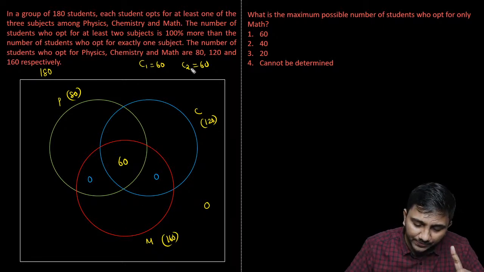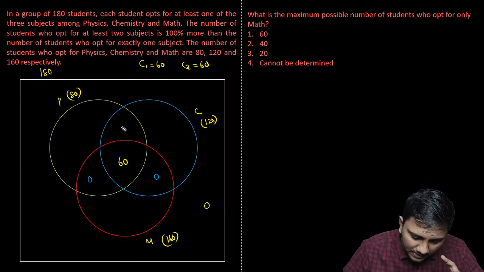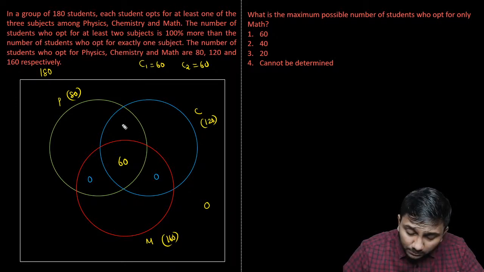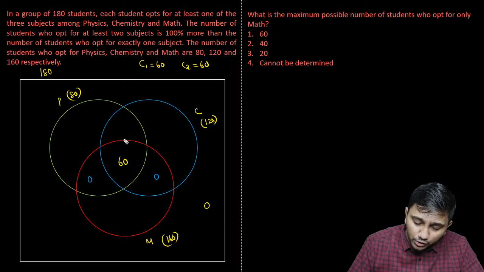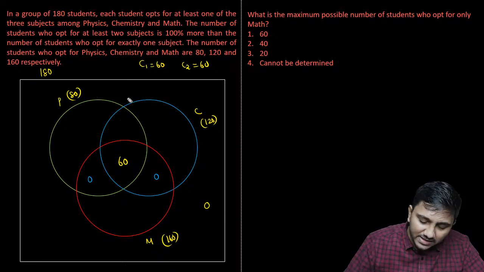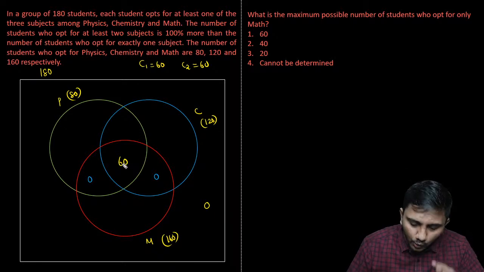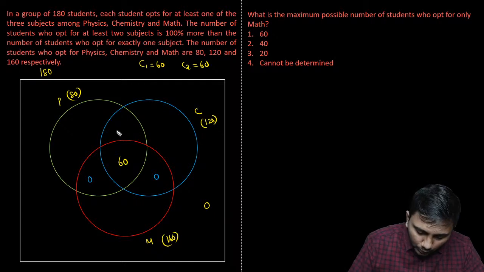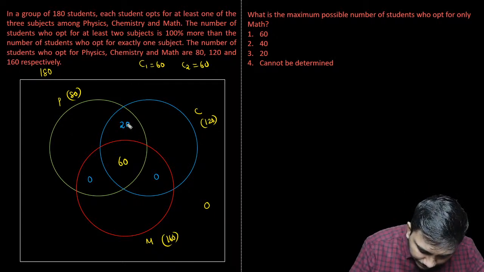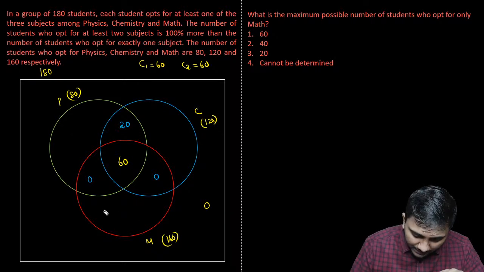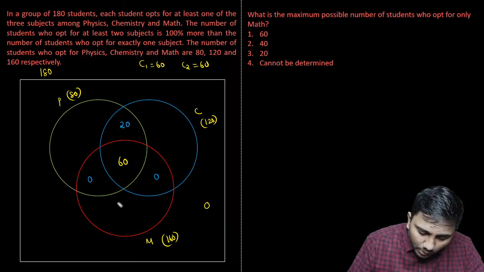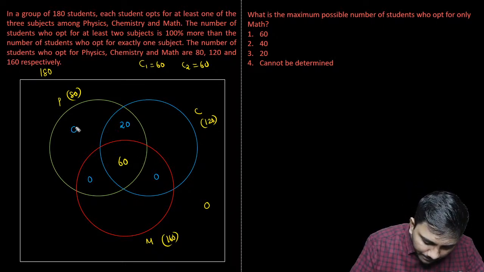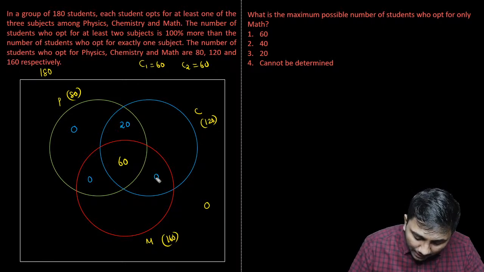But we know that C2 is going to be 60, which means this area plus these two areas should come to 60. But is it possible for me to put 60 here if I make these two zeros? It's not possible, because inside the green circle I can have only 80. I already have 60, so the maximum I can give here is only 20. If I give 20 there, that means the 80 required for the green circle is already over. So 20, 60, this will become 0 in that case. So I cannot have 0 here.